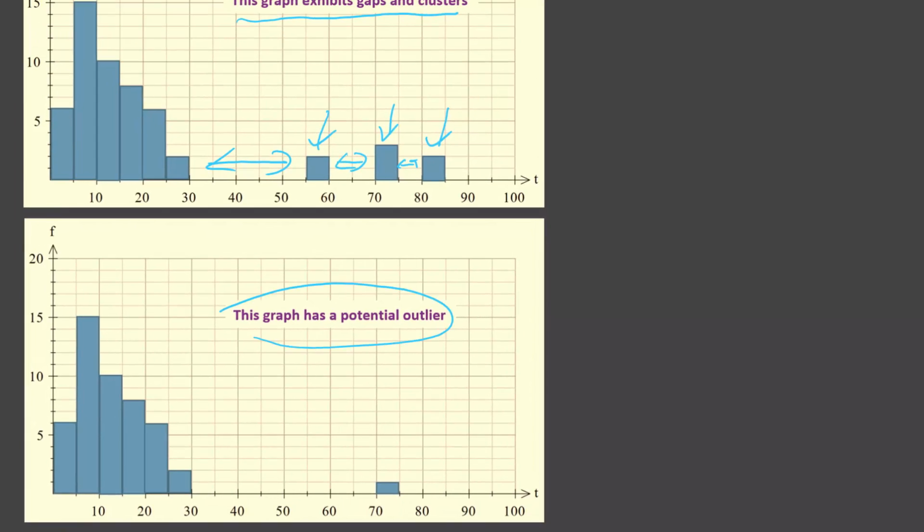Whereas this graph has a potential outlier. Most of the data we can see is over here, as it was with this one. And then we've just got a single value that's off there.